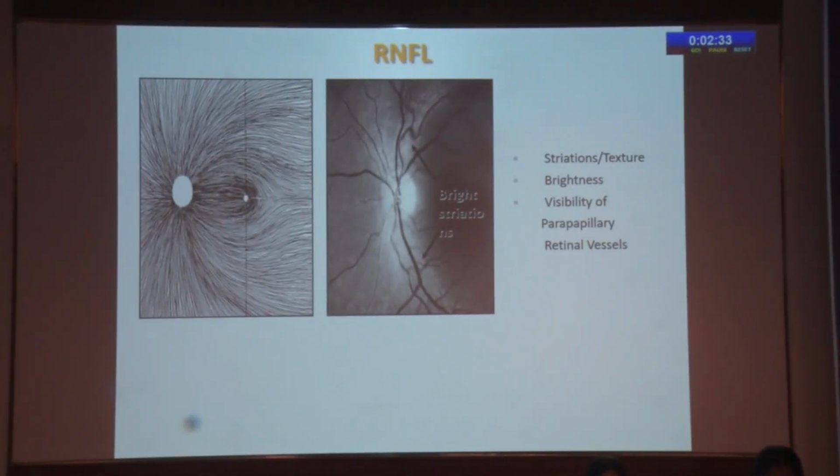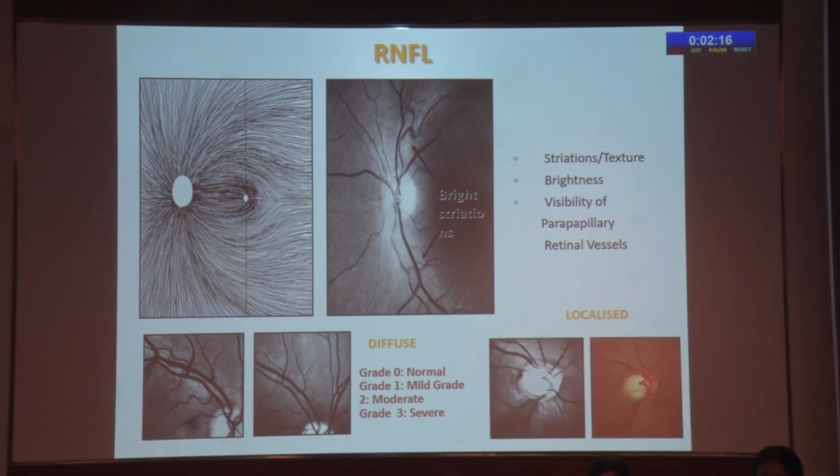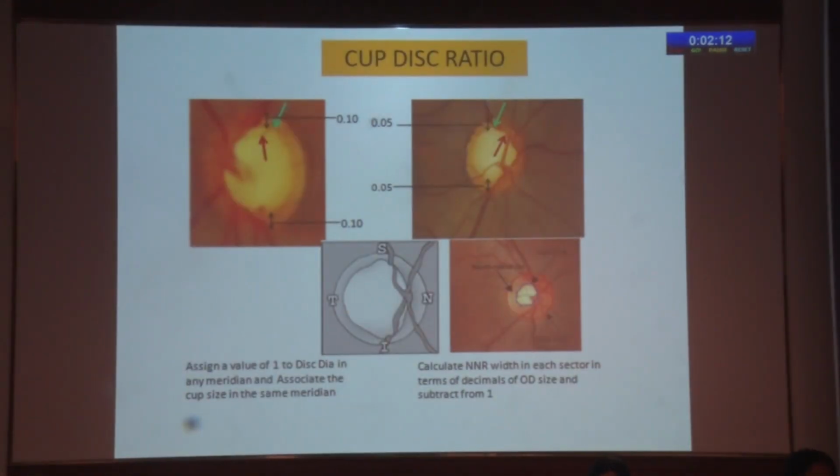And then we come to the RNFL. A lot of talk about RNFL in OCTs and everywhere else, but as you actually evaluate the disc, it is probably one of the surest ways that you can see. If you see it in red-free light, you would see those bright silver striations that you see out there, and then you can grade it: mild, moderate, and severe. And there's diffuse and localized RNFL thinning as well.